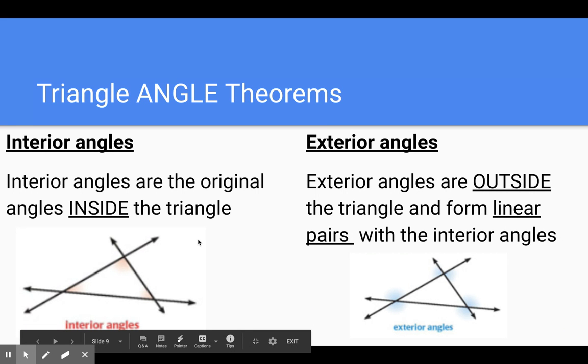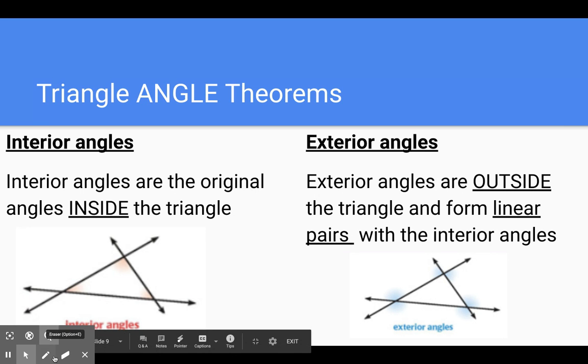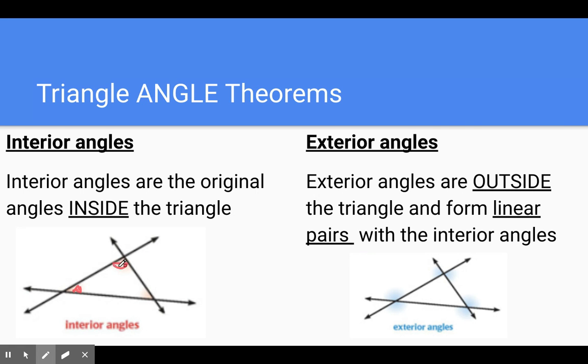Okay, now talking about the angles of triangles. Interior angles are the original angles inside of the triangle. So when you think of a triangle, you know that it has 3 points, therefore it has 3 angles, right? So the interior angles, it's kind of hard to see, but they are actually shaded in red here, right? Interior angles are on the inside of the triangle.